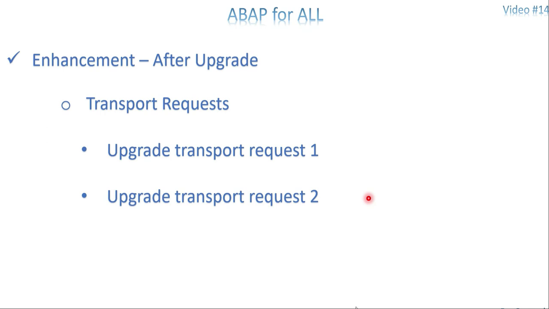Sometimes you may have different transports, but it's not like you have multiple main transports. Normally you have very few main transports, but you have a lot of task transports. So all the upgrade activities, fixes, everything goes under the main transport. That's what I wanted to give as a reference about transport requests here.